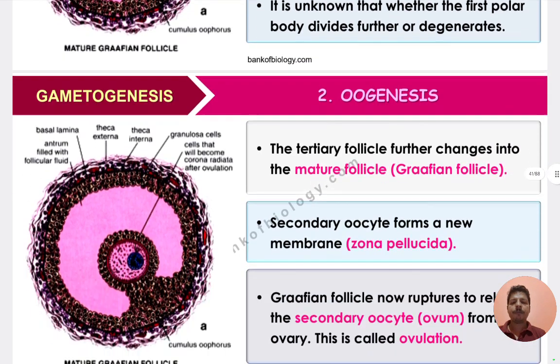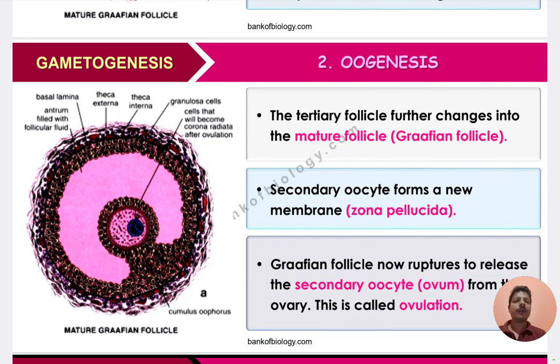Next, the tertiary follicle further changes into the mature follicle or Graafian follicle. The secondary oocyte forms a new membrane, that is the zona pellucida, and the Graafian follicle now ruptures to release the secondary oocyte or ovum from the ovary. This is called ovulation.